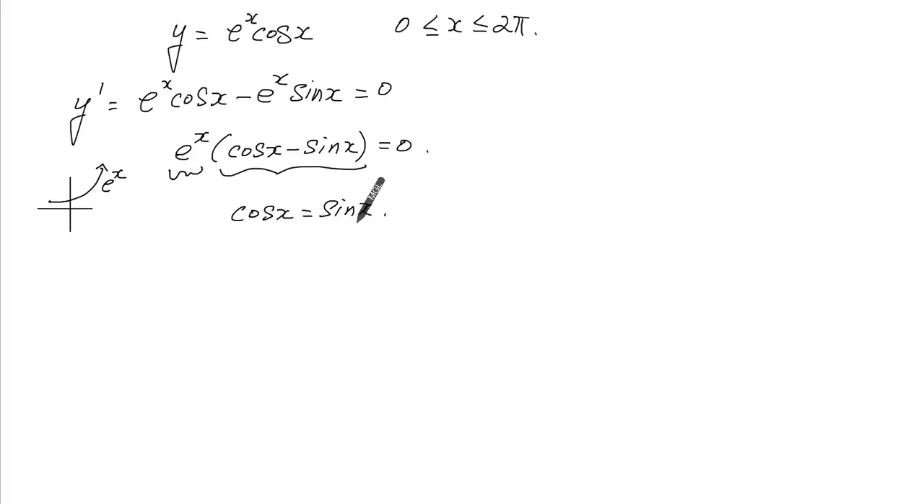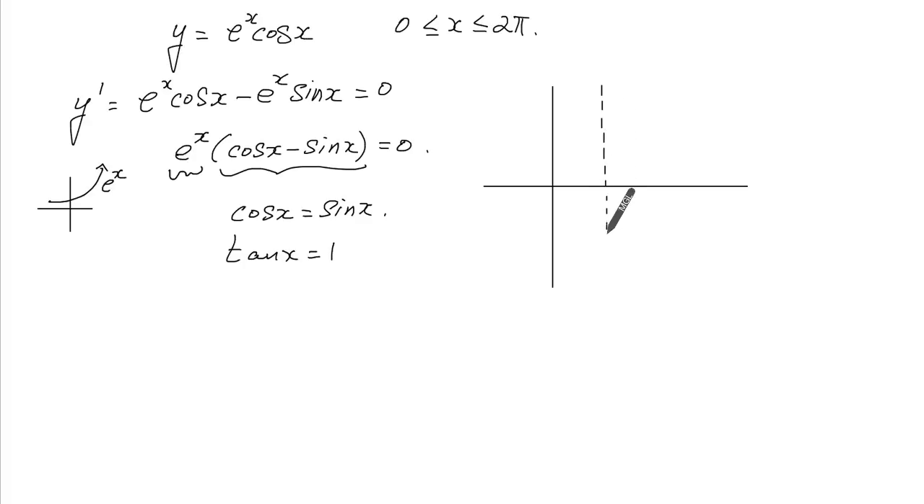Divide both sides by sine of x or cos of x and you get tangent of x is equal to 1. Okay, so when is tangent of x equal to 1 in the tangent graph? In between 2 pi and 0. Okay, so tangent of x, I'm going to draw some asymptotes here. Something like that. And tangent of x looks like this, right?